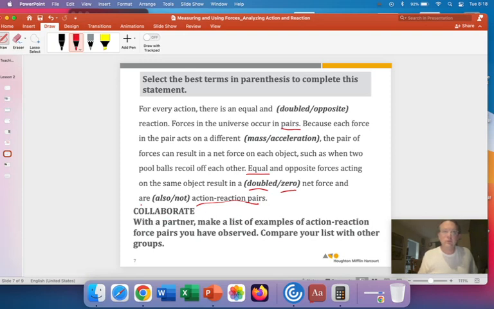So, with your partner or whomever, maybe you're watching this Edpuzzle with a buddy. Maybe you're not. What are some action and reaction force pairs you have observed today, since you woke up in the morning?